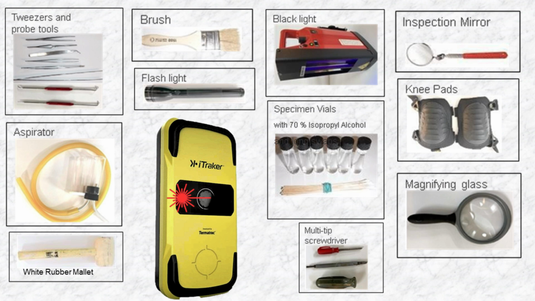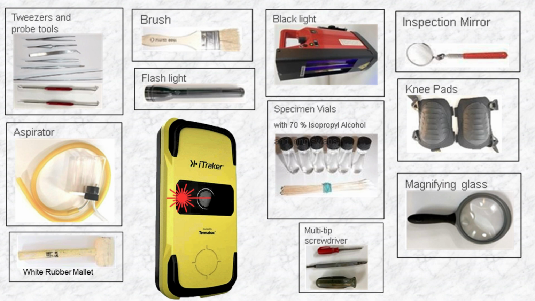A good inspection mirror as well, because with a good flexible inspection mirror, you can look up underneath things and behind things a whole lot easier. Now obviously you could use things like an aspirator, a white rubber mallet. Specimen vials can be good just to collect any insects you may find. Knee pads are a good idea because they protect you when you're crawling in crawl spaces and areas like that. Screwdrivers and a magnifying glass.